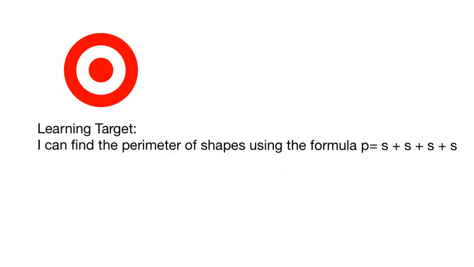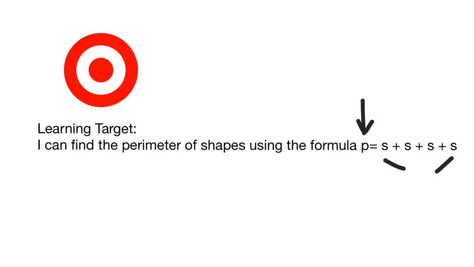So the target for today is I can find the perimeter of shapes using the formula P equals S plus S plus S plus S. P stands for perimeter, and each one of those S's stands for a side. And obviously it could be S plus S plus S; there could be 6 S's depending on how many sides. So the whole point is the formula to find perimeter is add up all the sides. Really short and sweet, add up all the sides.